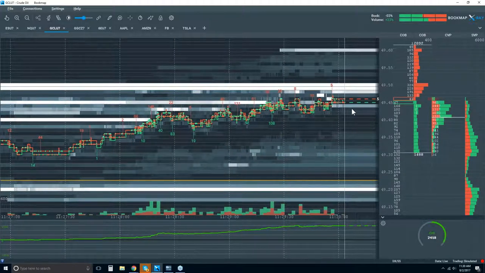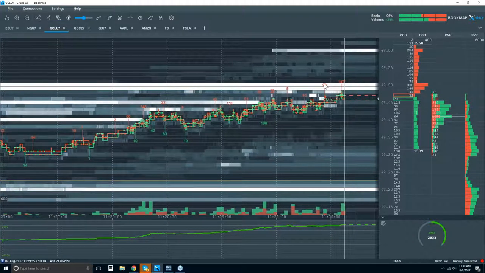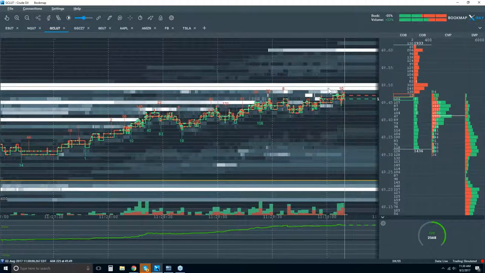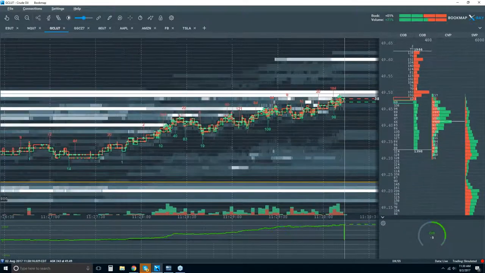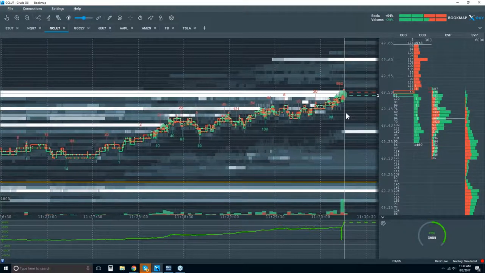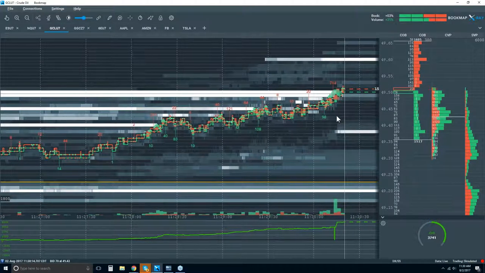Okay, so the larger players, how are they going to get filled? They've been waiting up here. How long have they been waiting? Oh, they're getting tested now. Okay, let's see if we get that skew. No, they just buy it up. Wow. Okay, there we go.